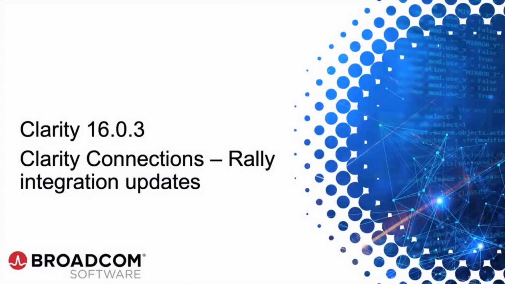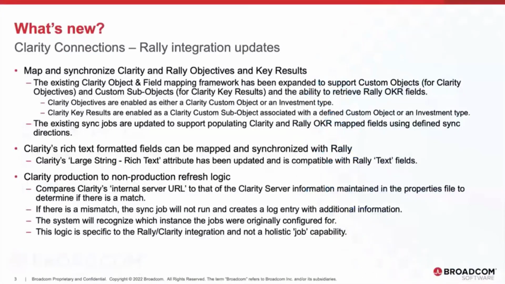In this section, we will review the updates to Clarity Connections, which is the out-of-the-box configurable solution to integrate Clarity and Rally. What's new? Well, first up is the ability to integrate Clarity and Rally objectives and key results, or OKRs. The existing Clarity no-code object field mapping framework has been expanded to support custom objects for Clarity objectives and custom sub-objects for Clarity key results, and the ability to retrieve Rally OKR fields.